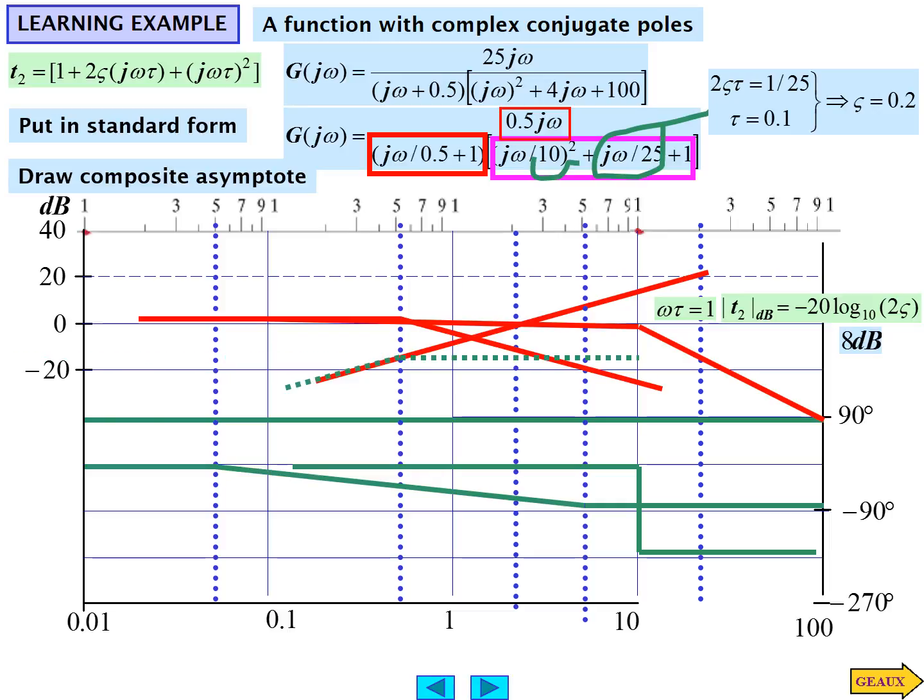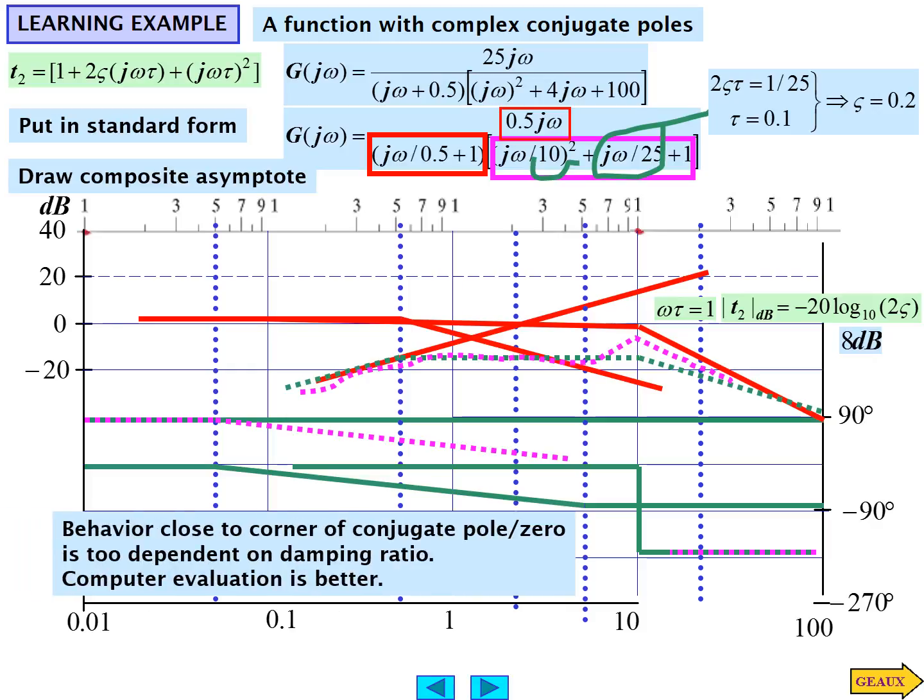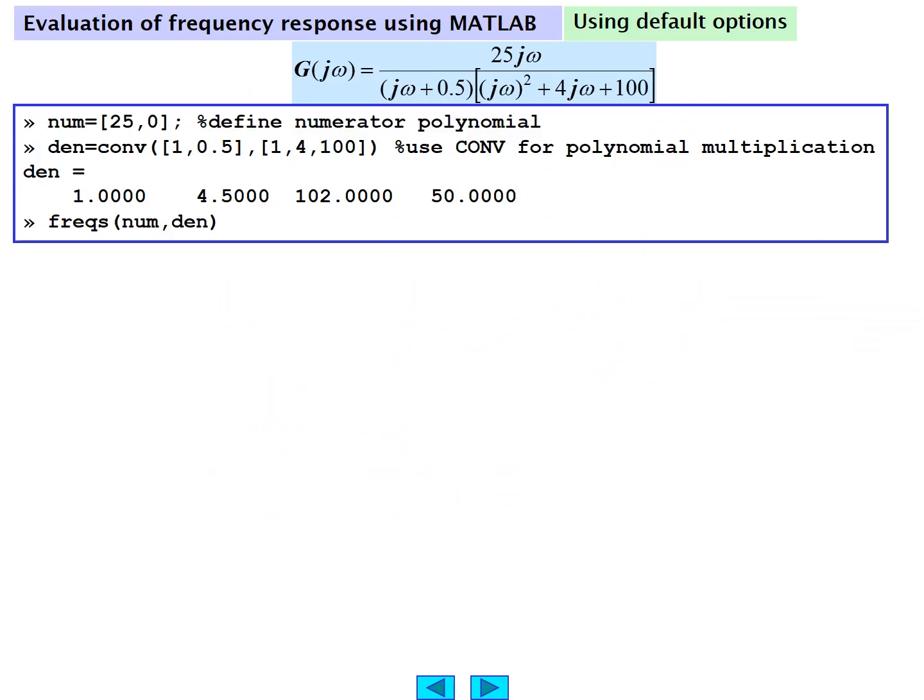Dotted green line, followed by a break, followed by another dotted green line, then the phase representation overall, if you will, and then the dotted phase representation, break, another break. Behavior close to the corner of a conjugate pole or zero is too dependent on the damping ratio, and a computer evaluation is better. And perhaps in general, this is not a great way to plot it by hand because it's much more complicated as a result.